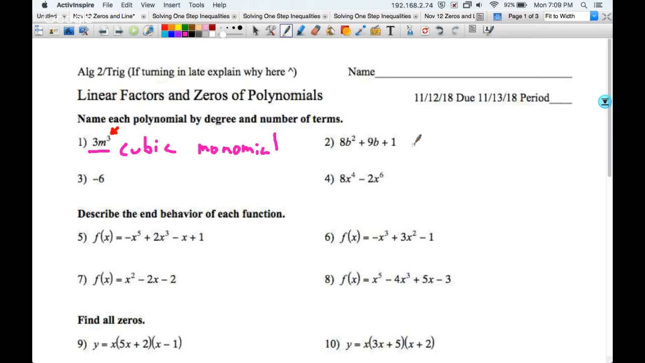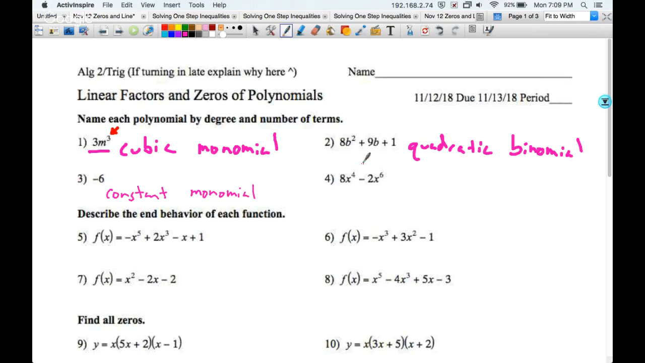This one over here would be a quadratic binomial. Followed by just a number by itself. That's a constant. And again, only one term. Without a variable, it still counts as a term. So it's a constant monomial.